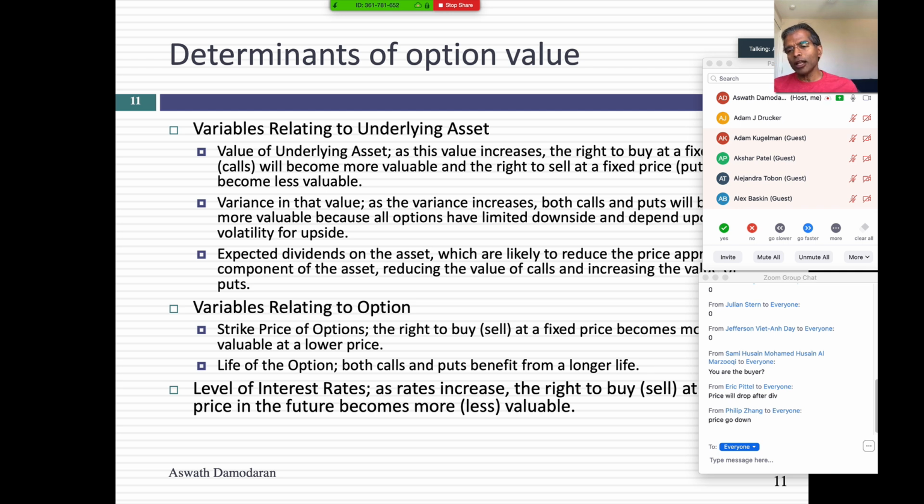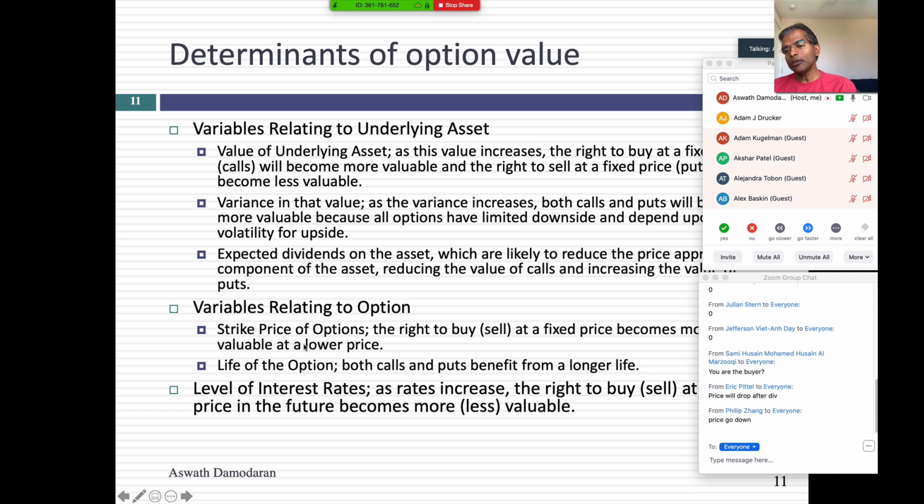As the value of the underlying asset increases, call options become more valuable, put options become less valuable. As variance increases, both calls and puts become more valuable. As the expected dividends that will be paid out on the stock goes up, call options become less valuable, put options become more valuable. Those are the three variables relating to the underlying asset. There are two variables relating to the option itself.